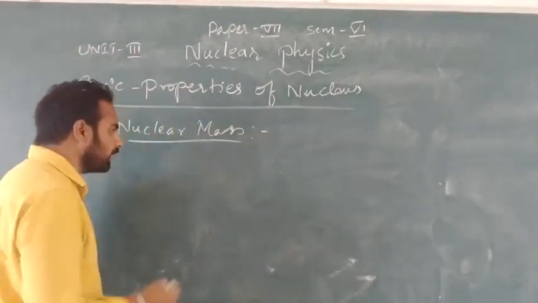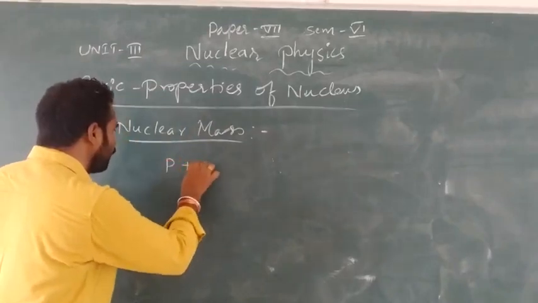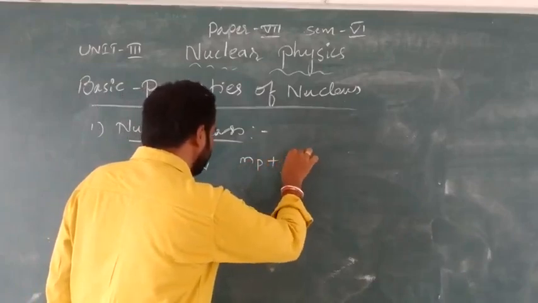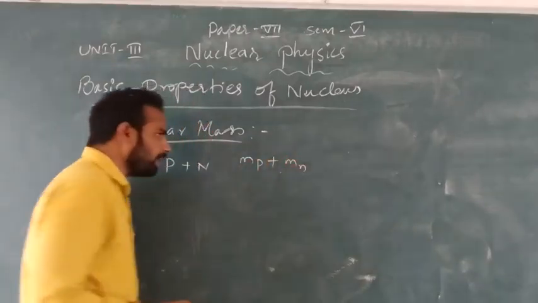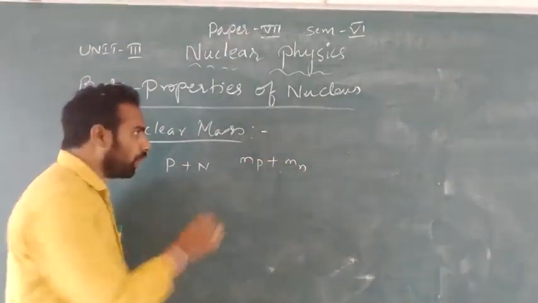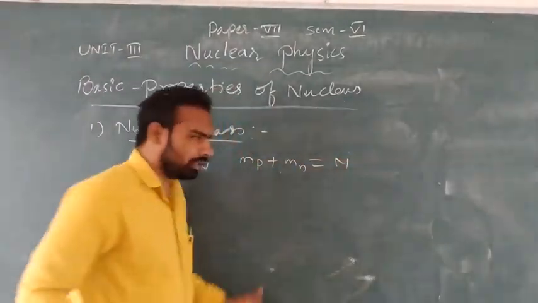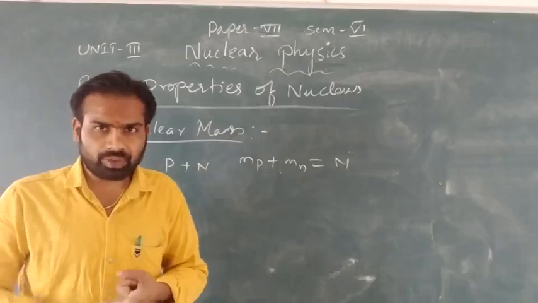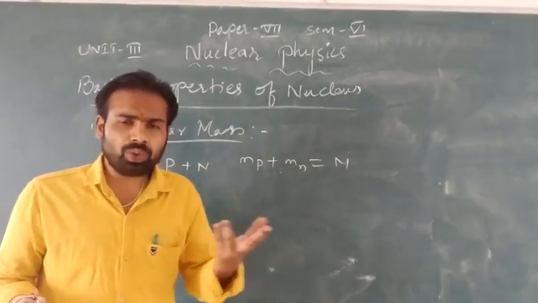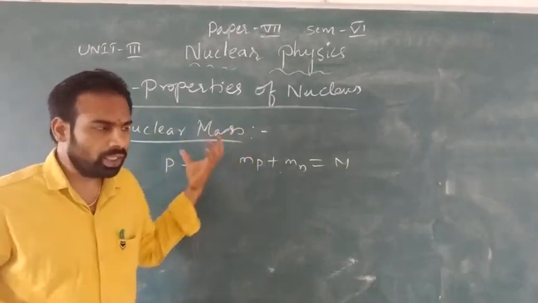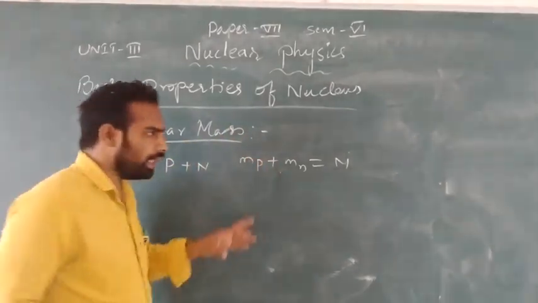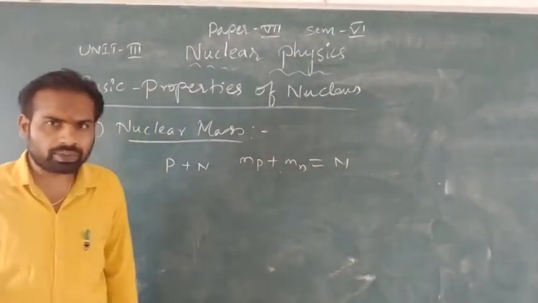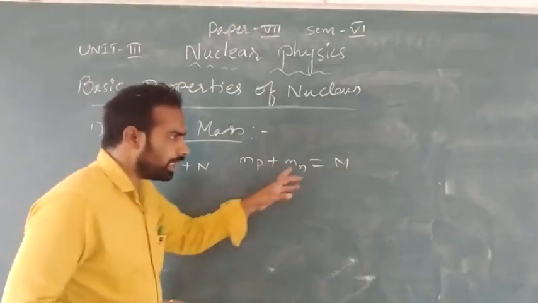Just now I said the nucleus consists of protons and neutrons. So the sum of the protons' mass plus the sum of the neutrons' mass will give the total mass of the nucleus, because the nucleus consists of two subatomic particles, protons and neutrons. Here mp is the mass of each proton, which we just discussed, 1.67 times 10 power minus 27 kg. Similarly, the mass of a neutron.